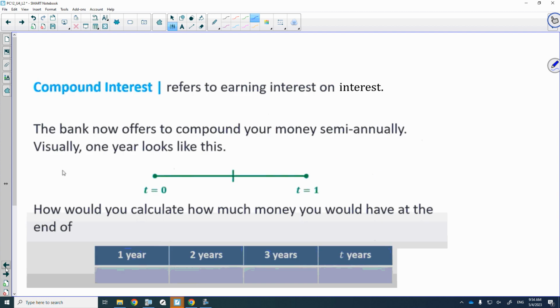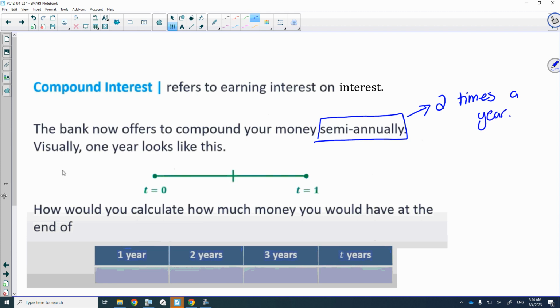What happens with compound interest though is some banks will pay you annually, which is once a year. Some banks will pay your interest semi-annually. If you see this word, do you know how often you're going to be getting interest? Yes, twice a year. If you see the word semi-annually, your interest payments will be 2 times a year.